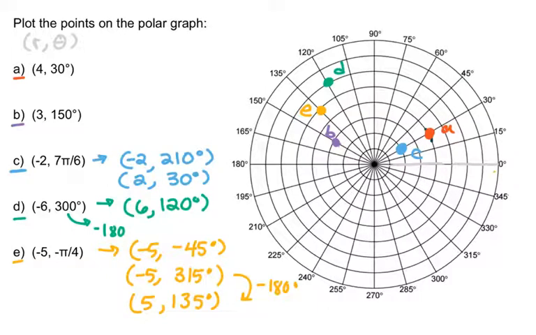All right, so I hope that makes sense to you. That's it for right now. Next, we're going to talk about converting between rectangular and polar coordinates. And we have some relationships that we like to use.